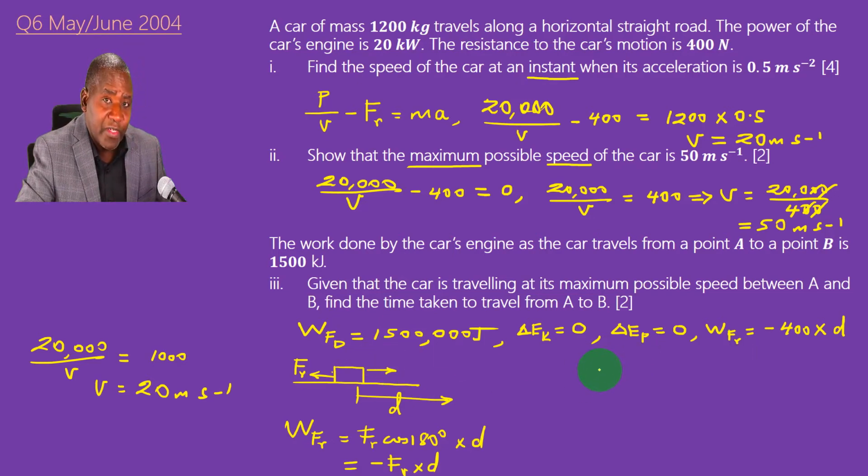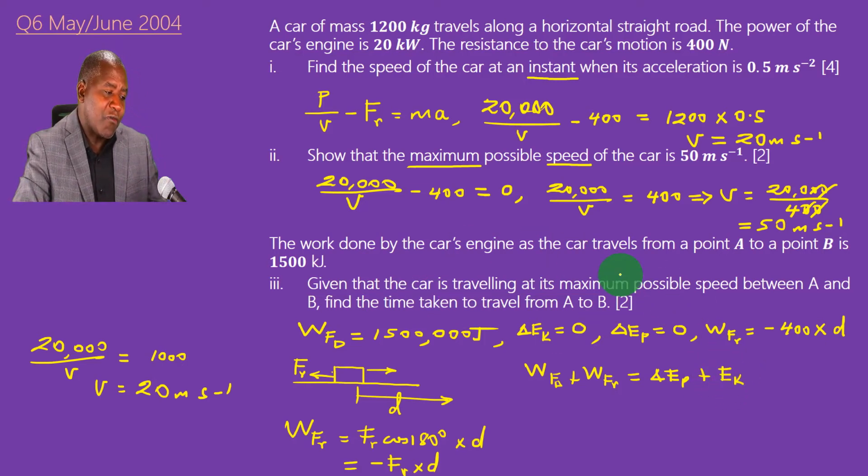So let's put everything together. Work done by external forces, which means work done by driving force plus work done by resistance, because these are external forces, is equal to the gain in potential energy plus the gain in kinetic energy.